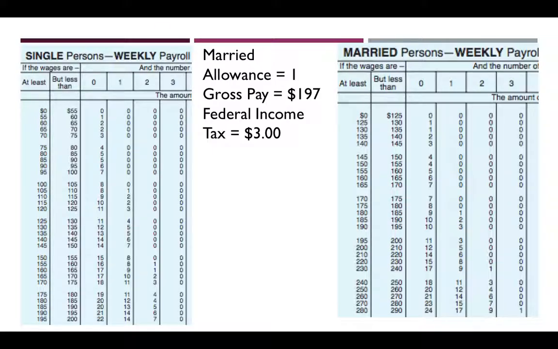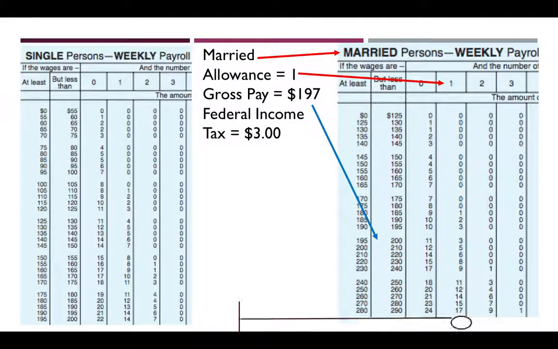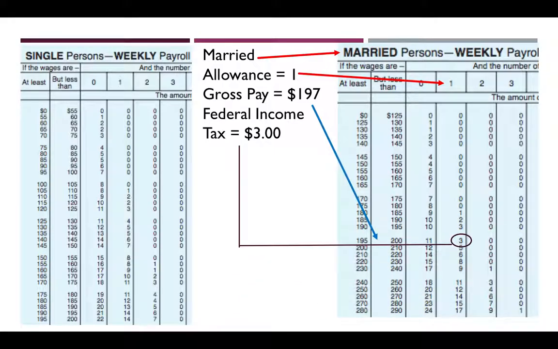Their federal income tax is $3. How did we find that? We go to the married table. We find the one allowance column. We look for the range where our 197 fits in between. Our 197 is greater than 195, but less than 200. Then you go to that column where the 1 is, and we find that our federal income tax is $3.